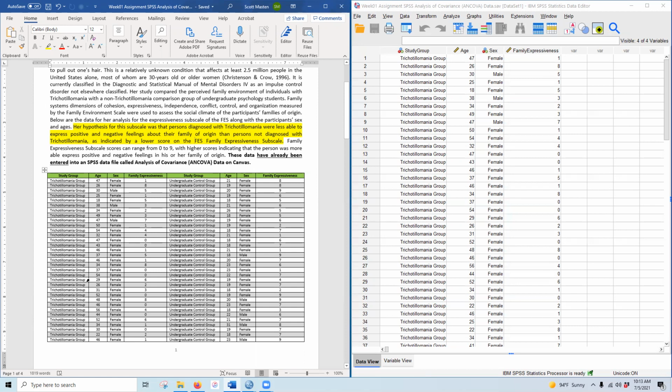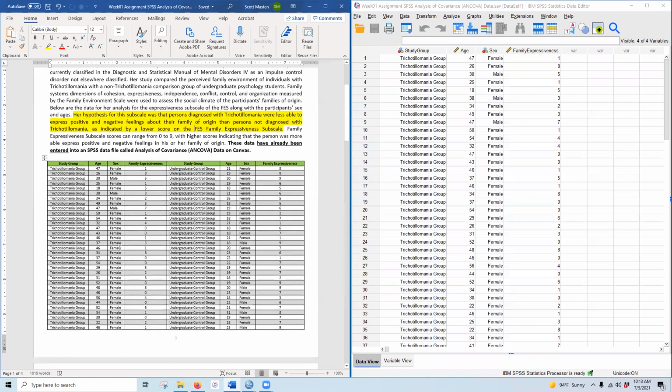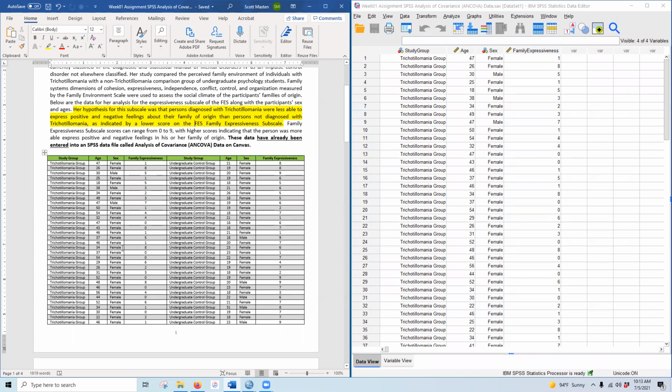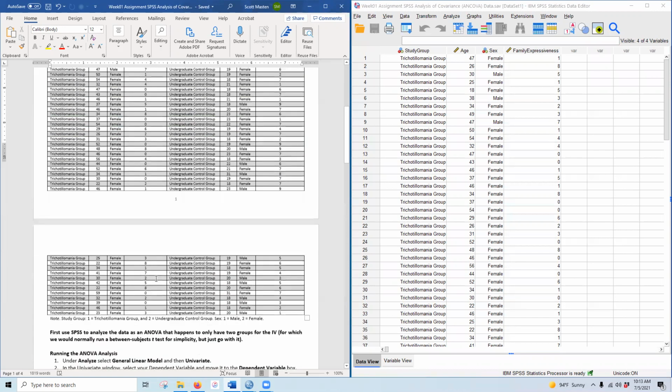So her hypothesis, remember she had trichotillomania folks, was that folks who come from families who have trichotillomania are more likely to come from families that are less expressive. And she had other subscales she looked at as well of the family expressiveness scale. This is why the write-up looked exactly like the one you wrote up, but that was a different subscale, I think cohesiveness or something. You're doing family expressiveness. So she thought they would be less able to express their feelings, that is, a lower score on family expressiveness.